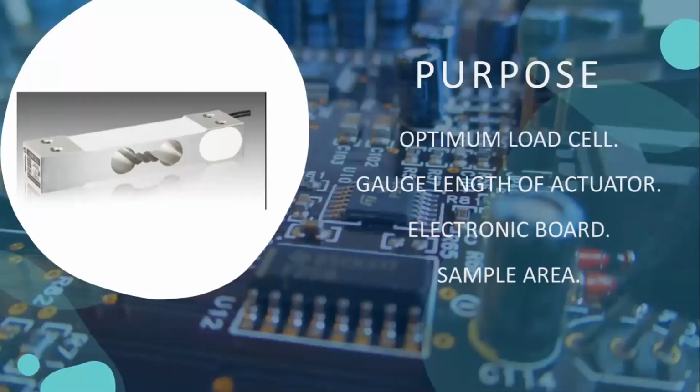The purpose of this paper is to find the optimum load cell. So the load cell will not be too big, which would not detect force when the test is ongoing, or too small, which would be overloaded. And then we will define the gauge length of the actuator, and we will design a low noise electronic board. Moreover, how to treat nanofiber when it is tested and the area of fiber in the test.